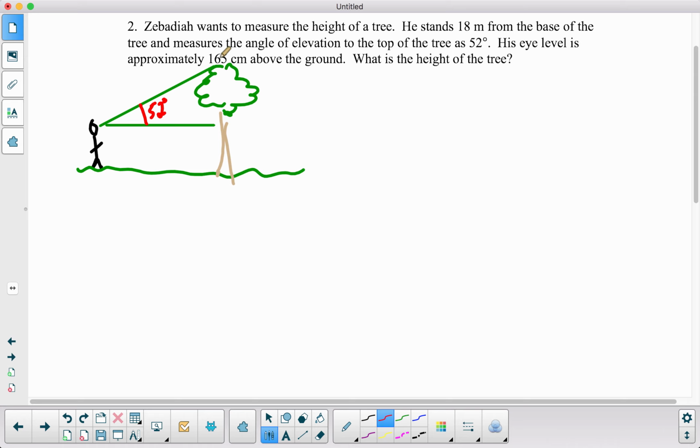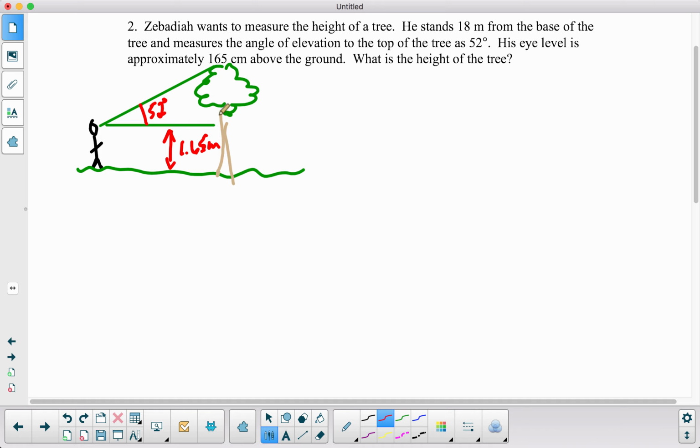And using our trigonometry will give us the length of this side of the triangle. But of course, that's not the full height of the tree. We also have to add this amount, and we're given that right here. So 165 centimeters is 1.65 meters, just to keep the units consistent.